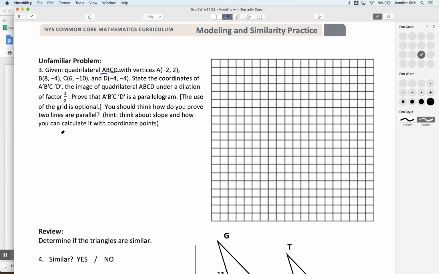First of all, we have A, and that's -2, 2. So A prime has a scale factor of 1/2. So you're going to multiply the x and y coordinates by 1/2. I didn't show any work here, but I took -2 and I multiplied it by 1/2.